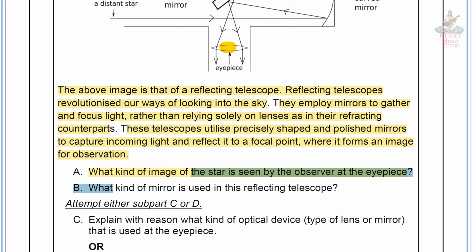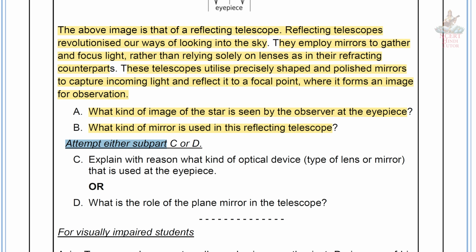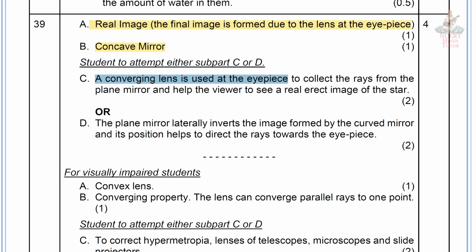B. What kind of mirror is used in this reflecting telescope? Answer. Concave mirror. Either attempt subpart C or D. C. Explain with reason what kind of optical device, that is type of lens or mirror, is used at the eyepiece. Answer. A converging lens is used at the eyepiece to collect the rays from the plane mirror and help the viewer to see a real erect image of the star.